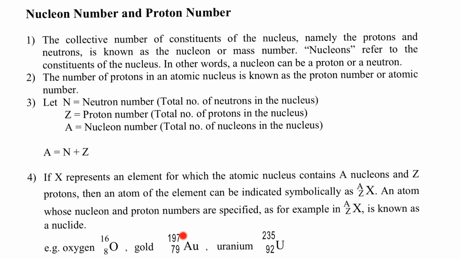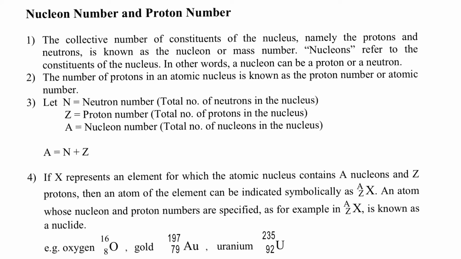Like for this one, aurum, which is gold, 79 proton number, that means it's 79 protons. 197 is the nucleon number, so when you subtract, you get 118 neutrons. Okay, now if they ask you for an atom, then you will add in another 79 electrons. But if it's a nucleus, then you don't have to talk about the electrons.